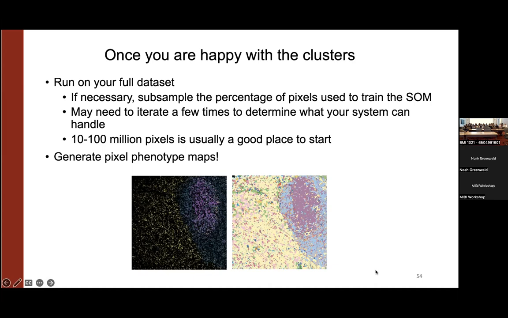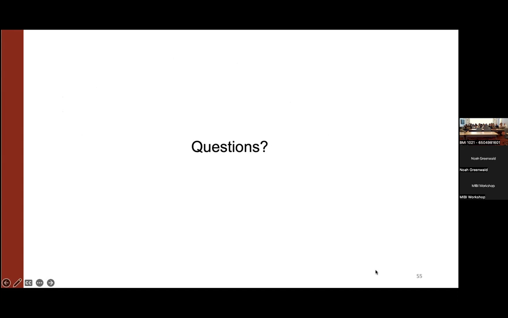In our experience, 10 to 100 million pixels is the start to lower, like 10 is already usually perfectly fine. And then afterwards, you can generate these nice pixel phenotype maps that correspond to the different pixel clusters you have identified. And that's it.